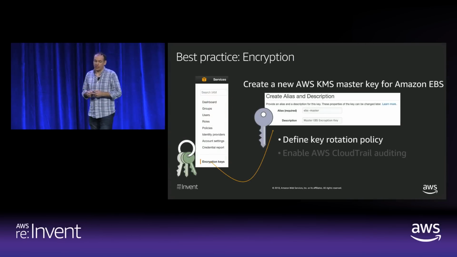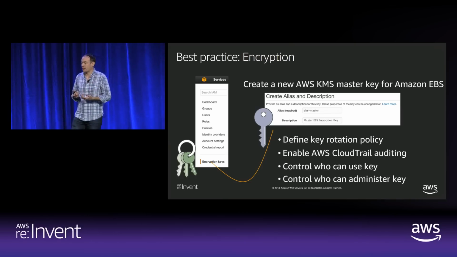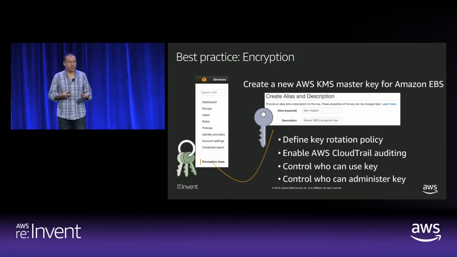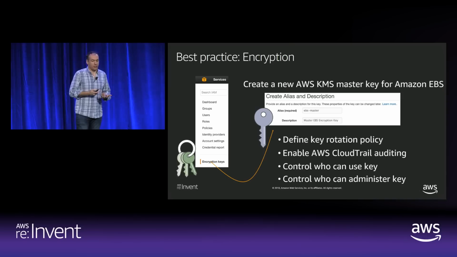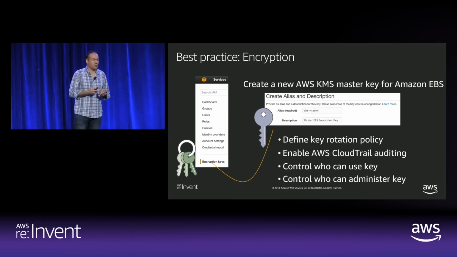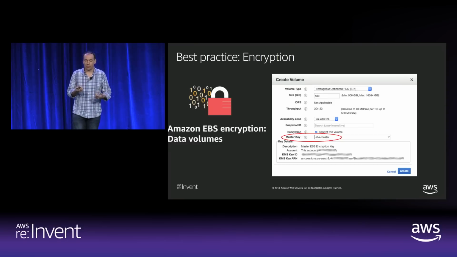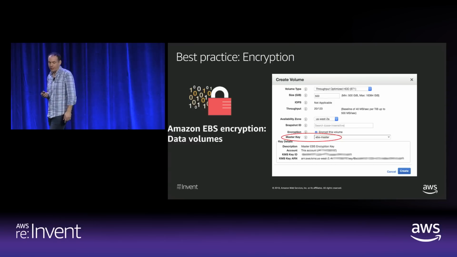Now, the one thing the default key doesn't give you is the ability to do finer-grained access controls and a few other things. So if these things are important to you, we recommend that you create a custom KMS master key. You can create this key, and it allows you to do a key rotation policy that could be different from ours, CloudTrail auditing, and then the access controls that I talked about. And then when you select the encrypted volume, you just change the key that you're going to use. So instead of using that default key, you use this new EBS master key that I just created.